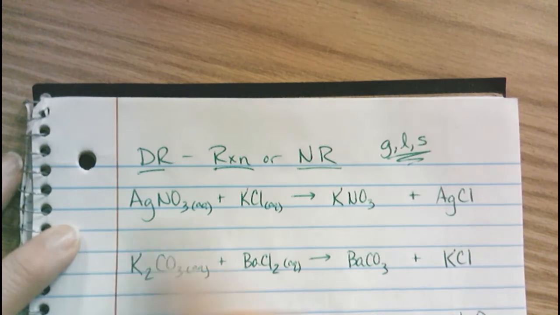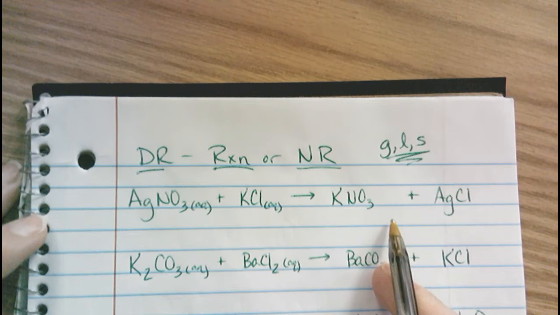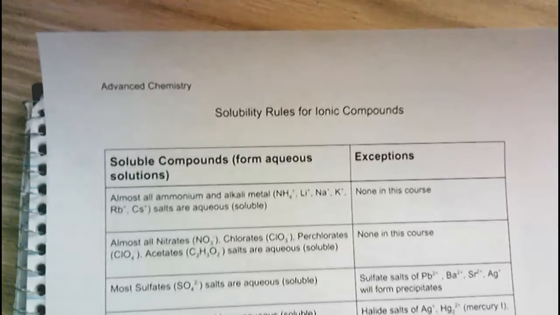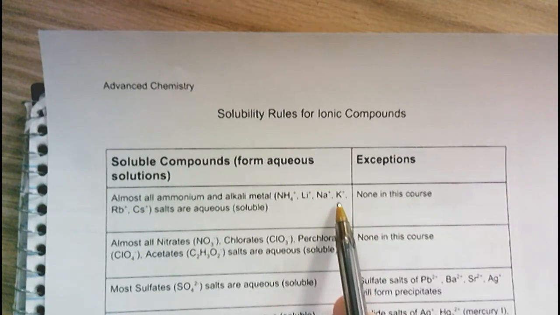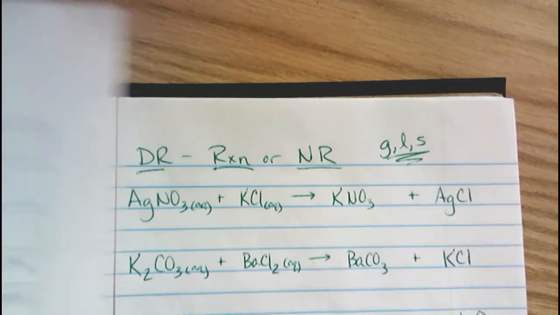So if we look at this right here, then how do we know? How do we know if either one of these is going to make a solid precipitate? Well, we're going to use our solubility rules. The first one was potassium nitrate. Notice that all potassium-containing ionic compounds are always soluble, and so are all nitrates. So potassium nitrate is definitely going to be aqueous.